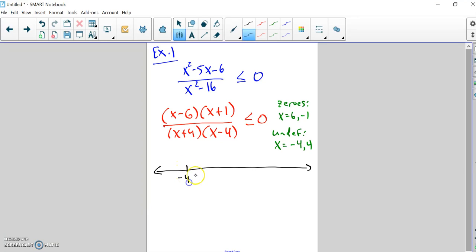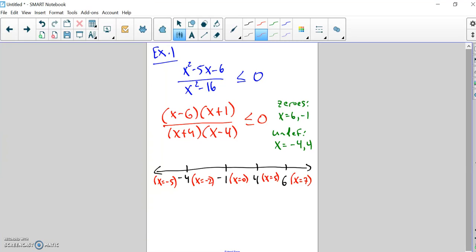We'll have negative 4, our next one's going to be negative 1, we'll have 4, and we'll have 6, and we're going to pick a test value off to the left and in between, and then off to the right for each one of these intervals. So let's go with negative 5 over here. Let's try negative 2. Let's try x equals 0. Let's try x equals 5. And then over here, let's try x equals 7.